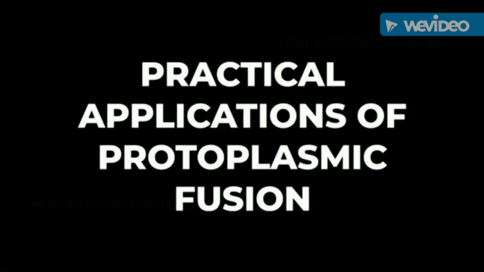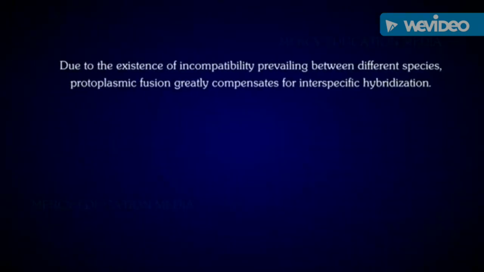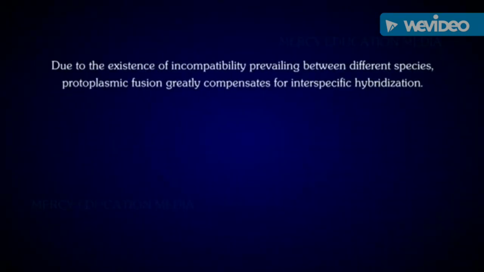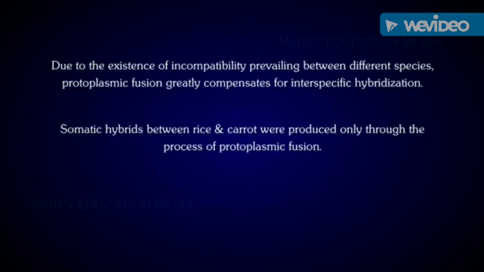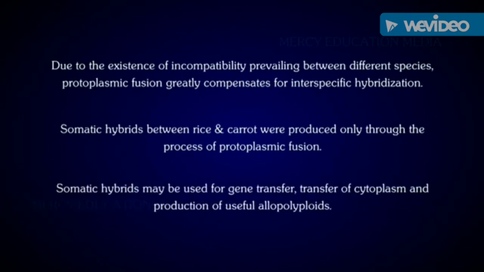List out the practical applications of protoplasmic fusion. Due to the incompatibility prevailing between different species, protoplasmic fusion greatly compensates for interspecific hybridization. Somatic hybrids between rice and carrot were produced only through the process of protoplasmic fusion. Somatic hybrids may be used for gene transfer, transfer of cytoplasm, and production of useful allopolyploids.